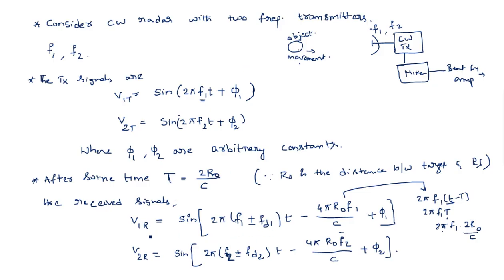Okay, no problem. Now this is the received signal and this is the received signal. When the received signal v1r is passed through a mixer, what is the purpose of the mixer? The received signal and the transmitted signal v1t are subtracted from each other. That means the detector will detect the resultant signal after the mixing. What is the purpose of the detector?